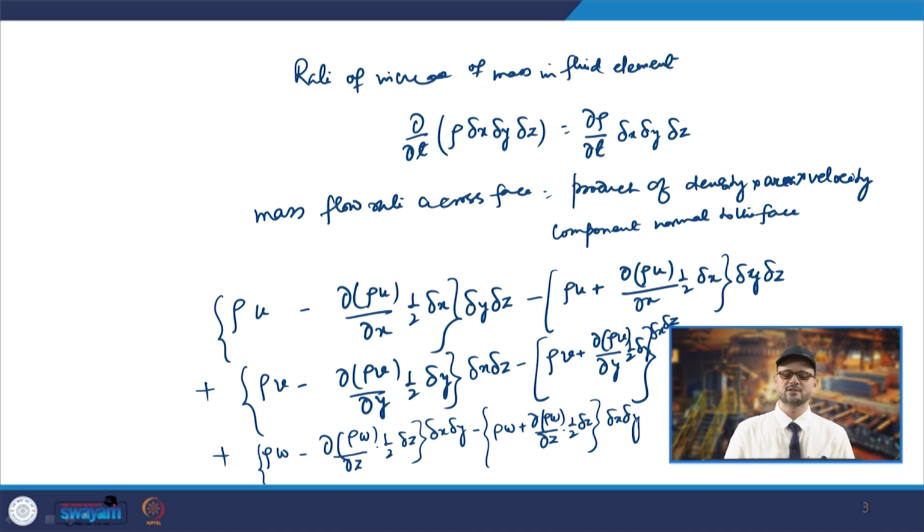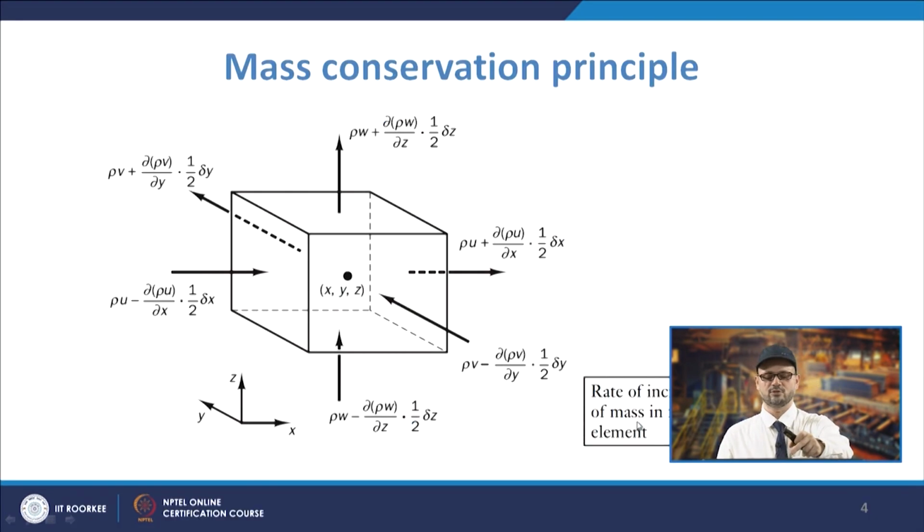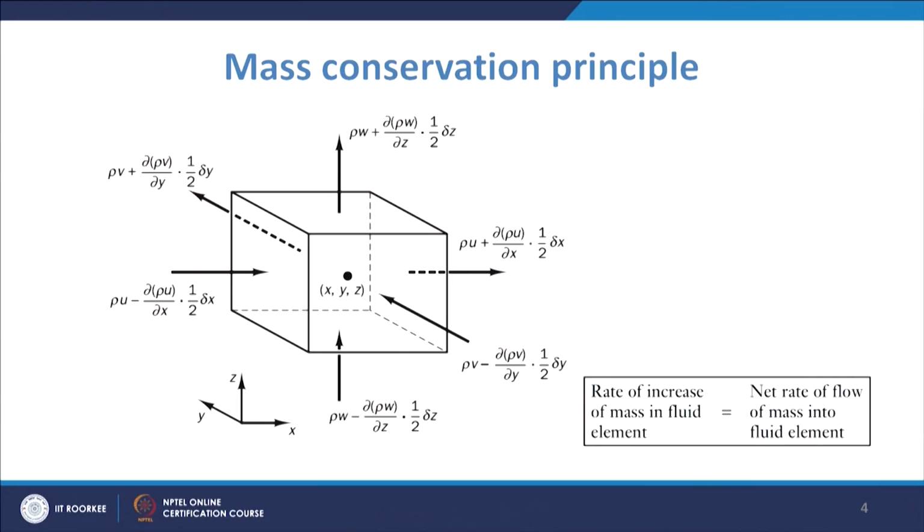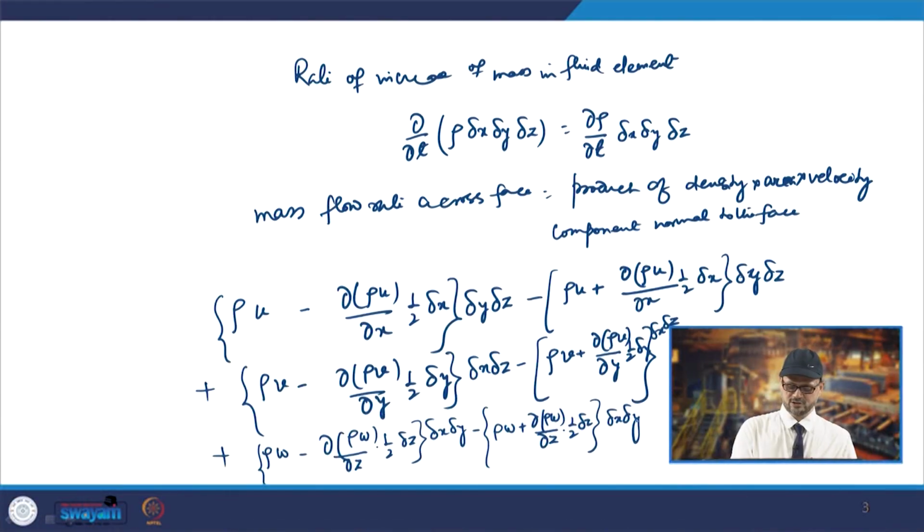So, this is basically the net mass flow rate across the faces. So, you have the net rate of mass flow into the fluid element. That is what you are seeing from here. One is coming in and another is going out. So, the net rate of mass flow into the fluid element will be this particular value.